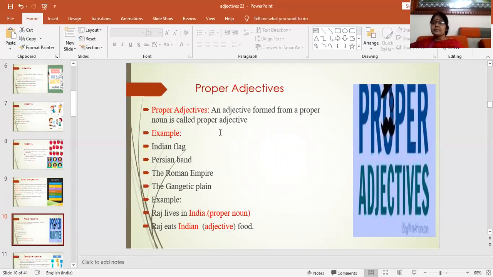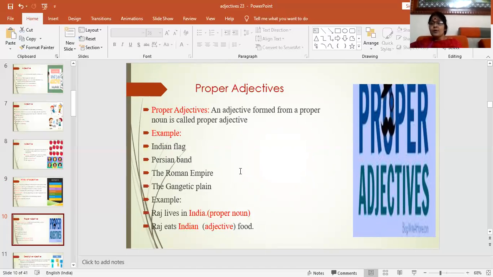What is a proper adjective? A proper adjective is an adjective formed from a proper noun, right? It's called proper adjective. For example, Indian flag is formed from the proper noun India. Persian band, formed from the proper noun Persia. The Roman Empire, formed from the proper noun Rome. The Gangetic plain, from Ganges, right? So we form a word, an adjective formed from a proper noun is called a proper adjective.